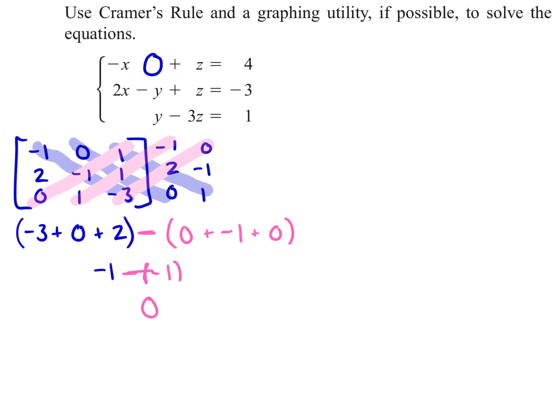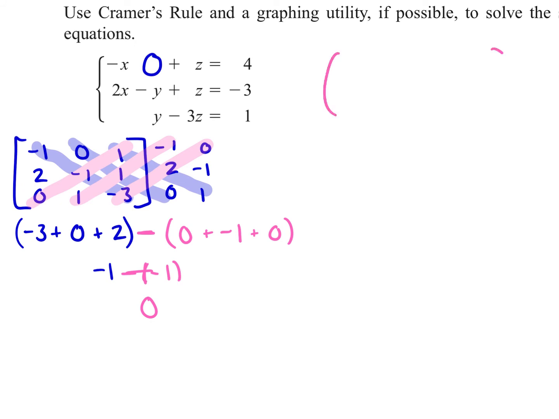Awesome. So instead of finding d sub x, d sub y, and d sub z next, we know that our solution is d sub x over d. If d is 0, can I have 0 on the bottom of a fraction? No. So this would be no solution. If you solve this any other way, so using elimination or solving using matrices, you will get no solution.